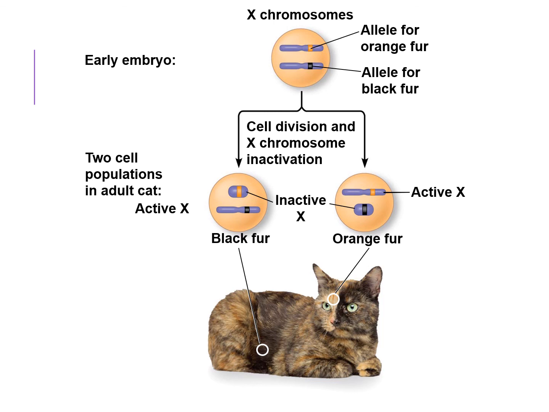So we end up with patches of orange fur, and in those patches, the cells have shut down the black allele. And then we also have patches of black fur, and in those cells, they have created a bar body out of the X chromosome that had the orange allele. So we end up with this mosaic pattern in the female cats, whereas males would only be black or orange.